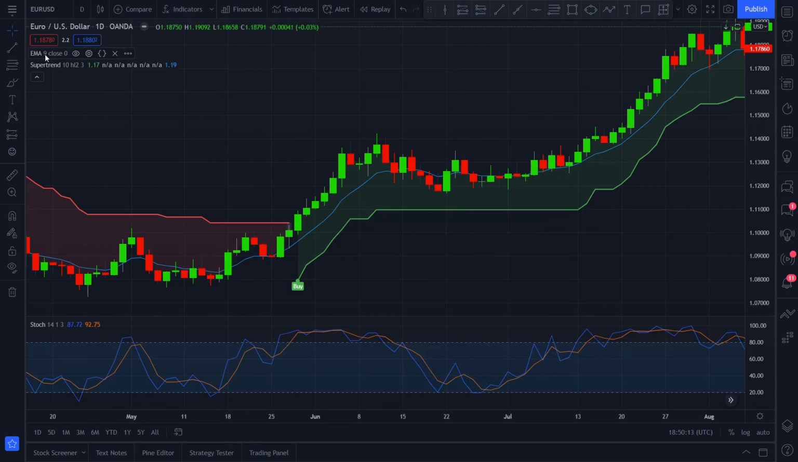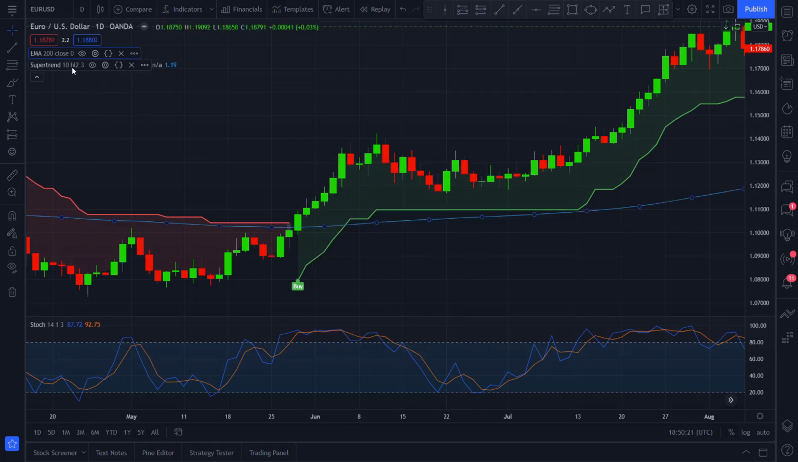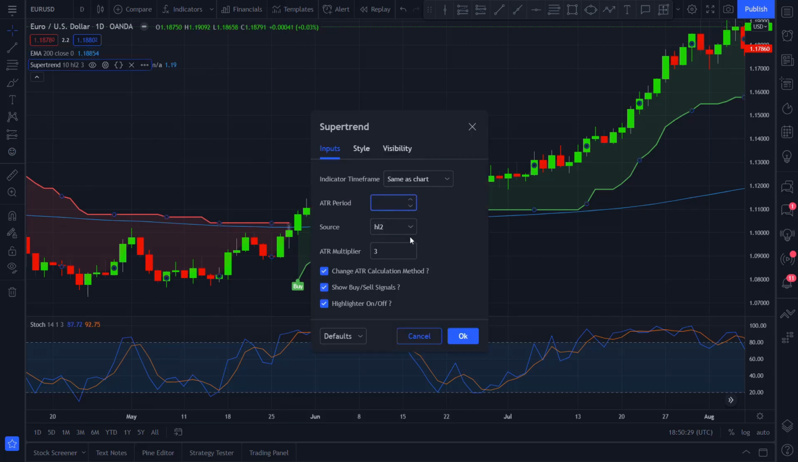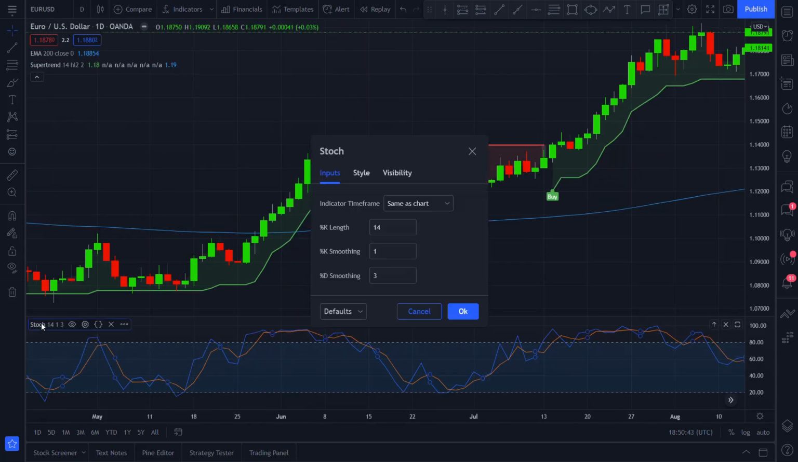Now first, we have to set the EMA length to 200, so go into the settings and just set it to 200. For the Supertrend, we will change the settings. We are going to change the ATR period to 14 instead of 10, and we're going to change the ATR multiplier to 2. We won't change anything on the stochastic, it's going to be the default settings.